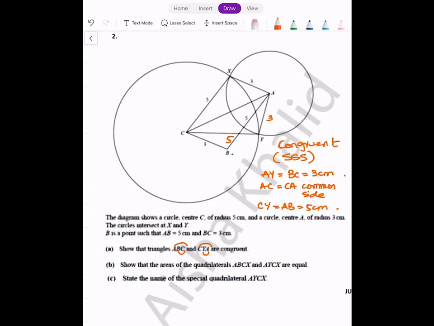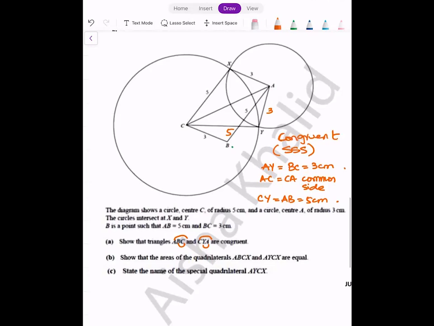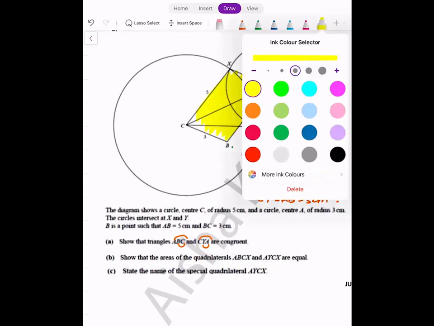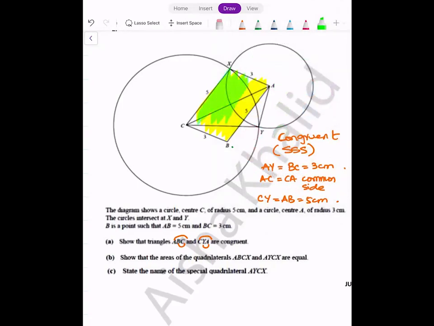Okay. Show that the area of the quadrilateral ABCX, which is all of this, and AYCX, if I highlight it, this area is equal to AYCX, to this area. So we have to basically prove the yellow area is equal to the green area. So how do we go about it?